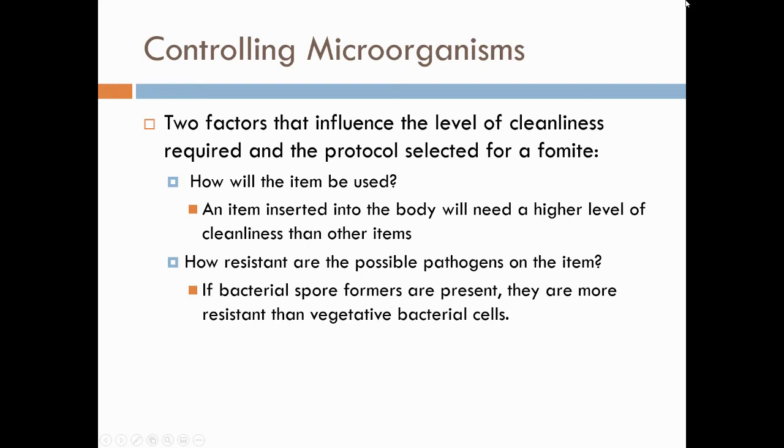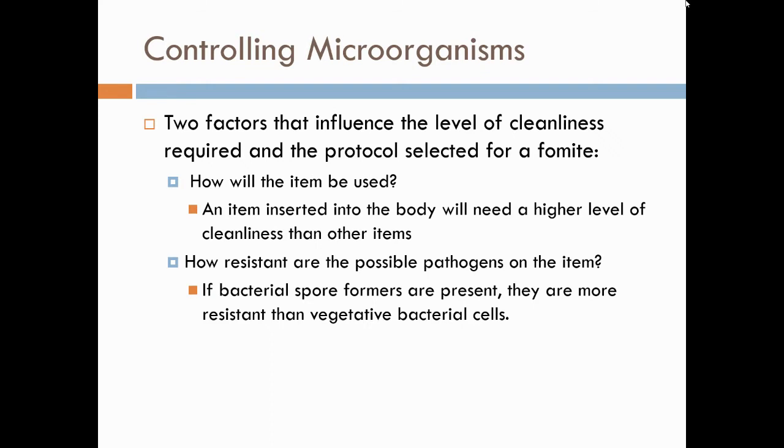So we have two different factors that influence the level of cleanliness when we're looking at cleaning these fomites, these different indirect transmission objects that microbes may survive or grow on. We have to think of how these items will be used. Items that come directly into contact with internal organs, so if it will be inserted into the body or come into contact with, say, mucous membranes, like catheters, require a much higher level of cleanliness.